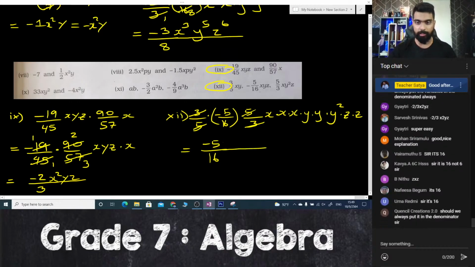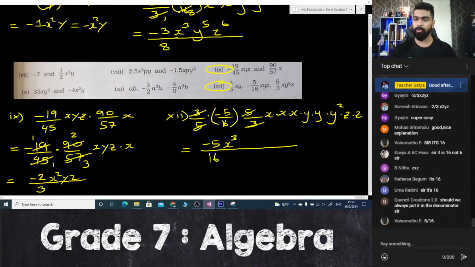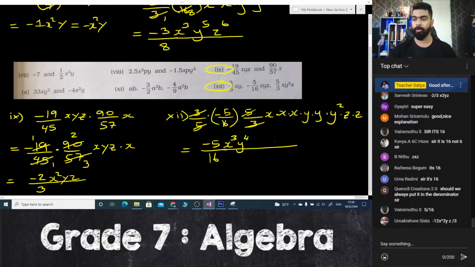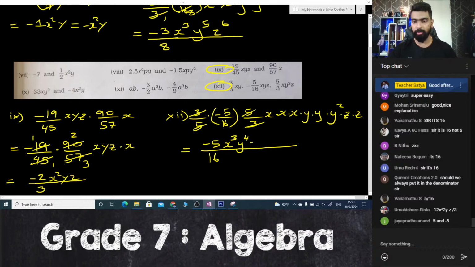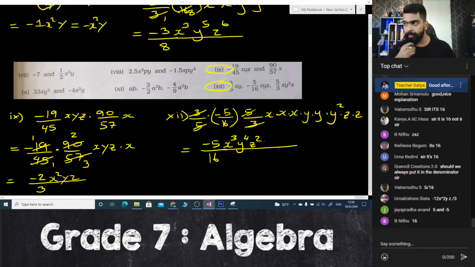Negative 5 over 16. Now x times x times x is going to be x to the power of 3, right? X to the power of 3. Y times y square is going to give us y to the power of 4, right guys? Y to the power of 4. And z times z is going to give us z to the power of 2, right? Z to the power of 2. So this would be our final answer, boys and girls, right?